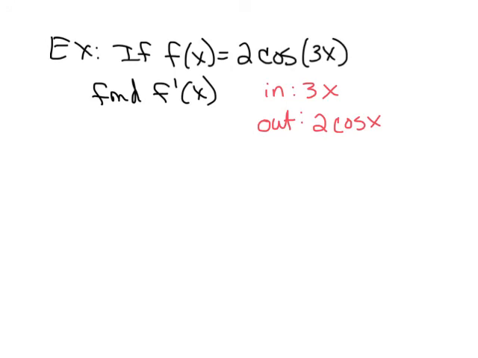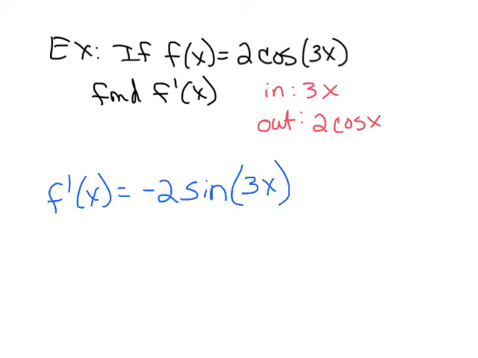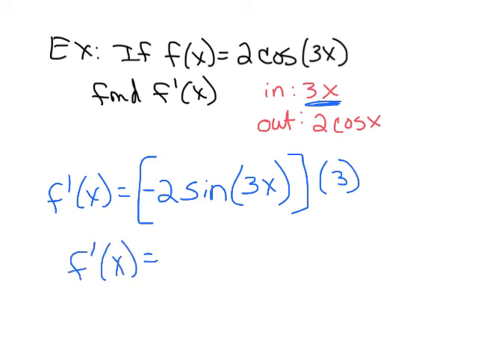So when I apply the chain rule here, I get f prime of x is going to be equal to the derivative of the outside function. That's going to be negative 2 times the sine, but instead of sine of x, it's evaluated at the inside function. So it's negative 2 sine of 3x. All of that is multiplied by the derivative of the inside function, which is 3. So in the end, f prime of x is equal to negative 6 times the sine of 3x.